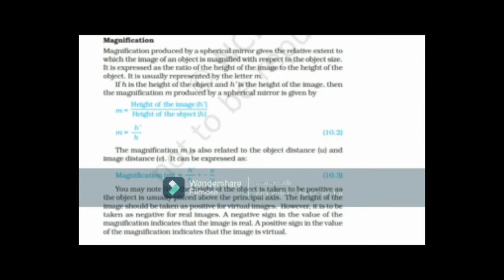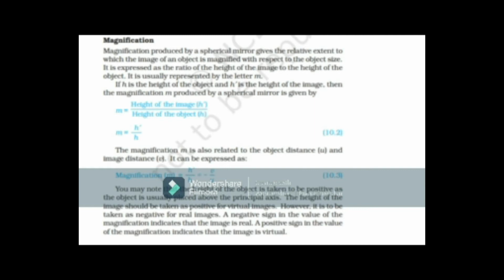Magnification. Magnification produced by a spherical mirror gives the relative extent to which the image of the object is magnified with respect to the object size. It is expressed as the ratio of the height of the image to the height of the object. It is usually represented by the letter m. If h is the height of the object and h' is the height of the image, then the magnification m produced by a spherical mirror is given by m is equal to the height of the image h' by the height of the object h. m is equal to h' by h.